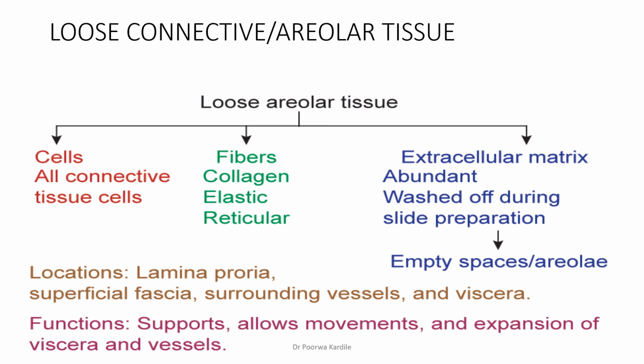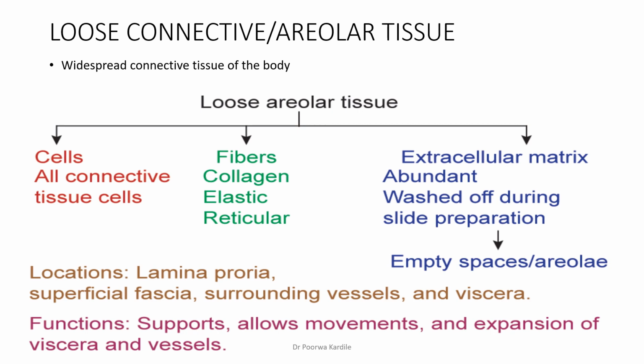Cells are there, we can see all the different types of cells of connective tissue in it. Then the fibers, all types of fibers, collagen, elastic and reticular fibers are there, and the extracellular matrix has more amount of areola or empty spaces in them. The loose connective tissue is mainly seen in lamina propria.